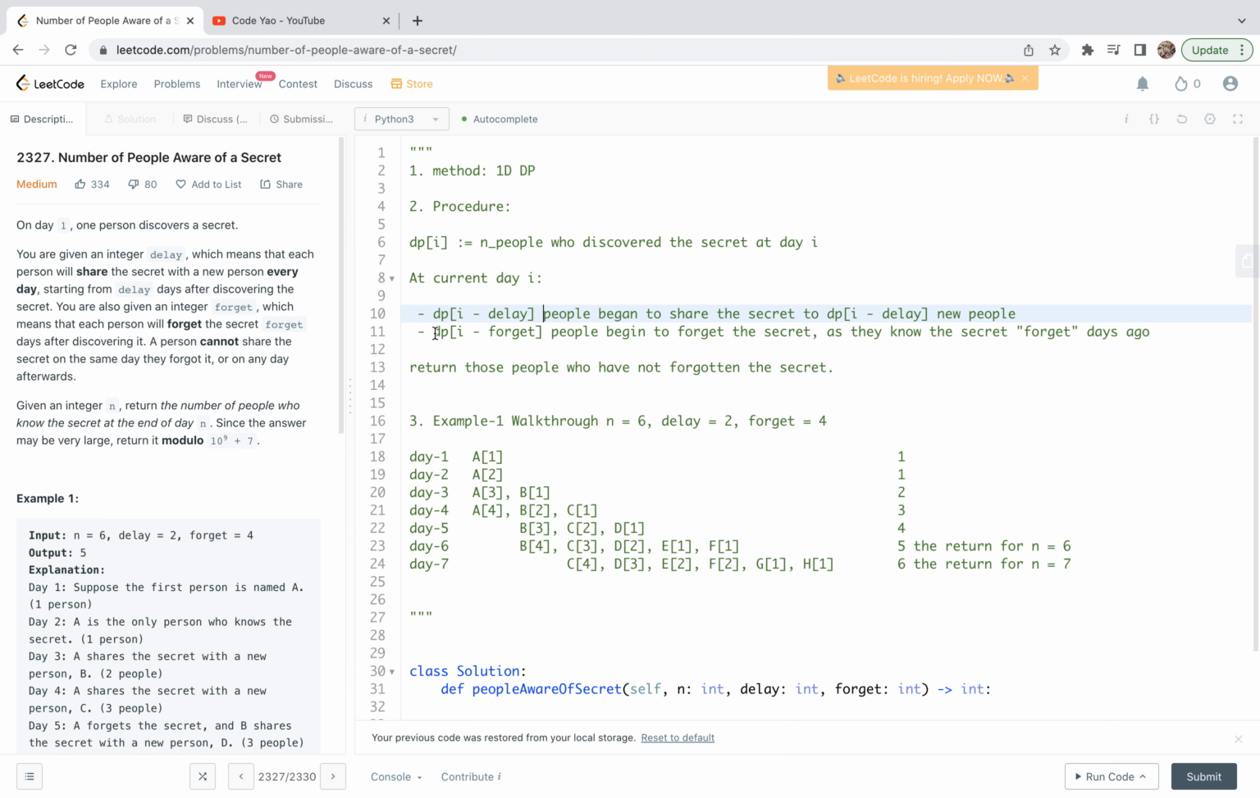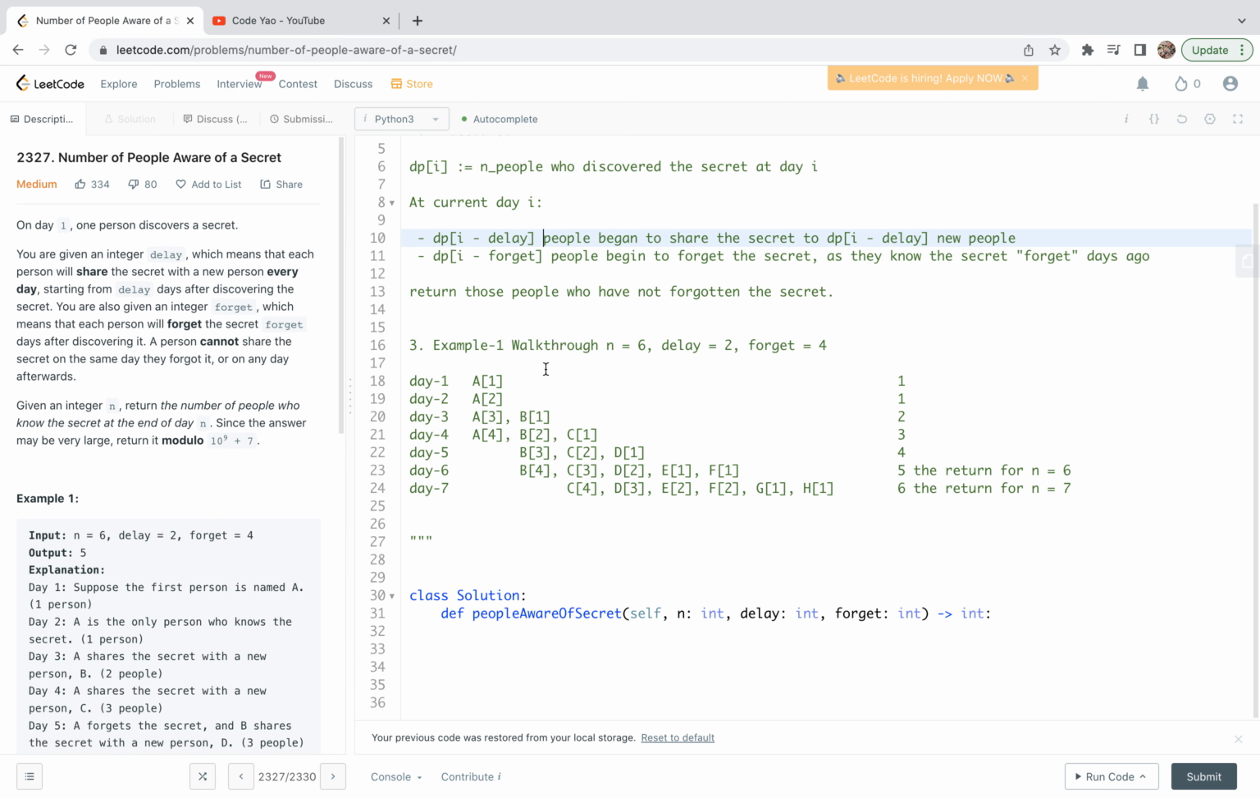The second item is dp[i - forget]. This is the number of people who discovered the secret at day i minus forget. Then at the current day i, this number of people begin to forget the secret, right? As they learned the secret forget days ago. With that said, we can update the DP table, and finally we want to return those people who haven't forgotten the secret at day n.